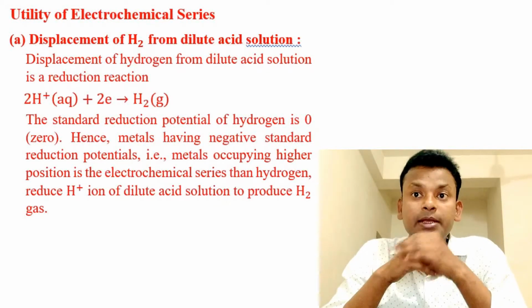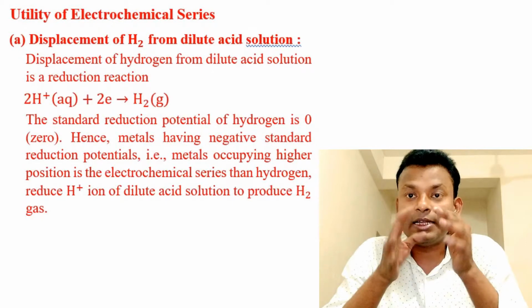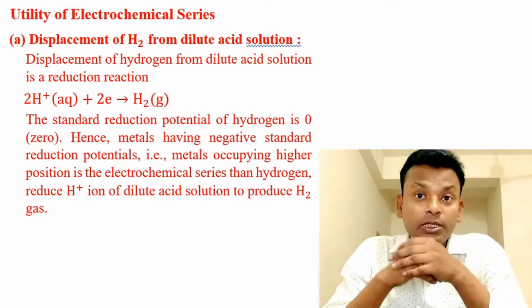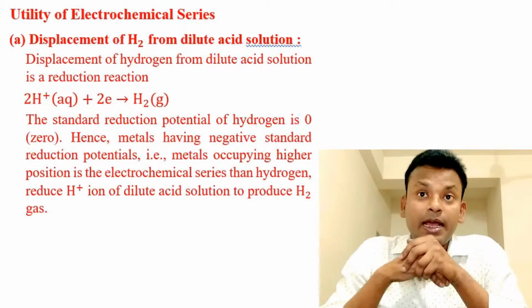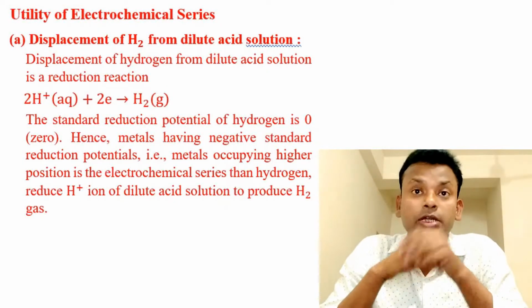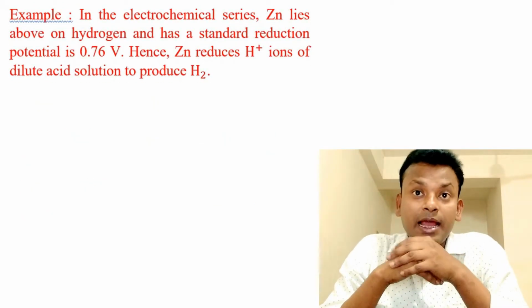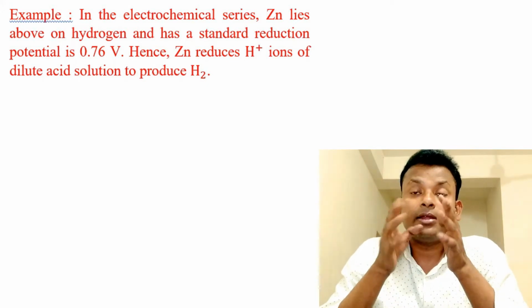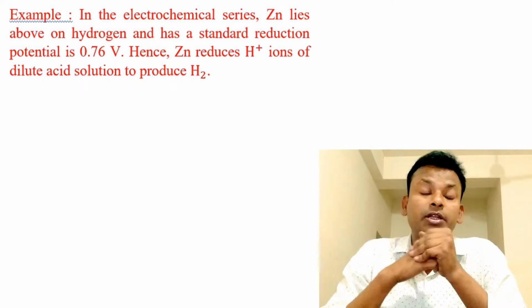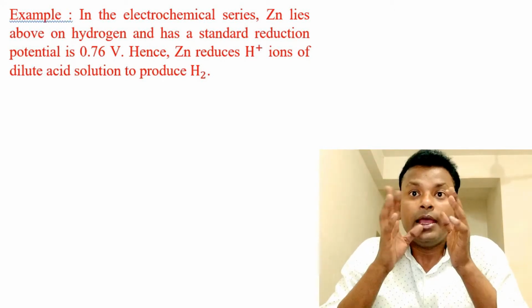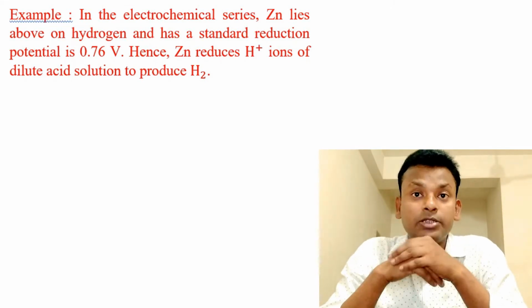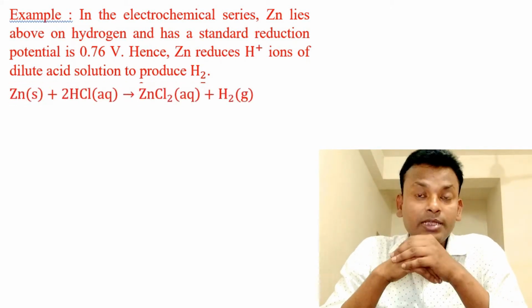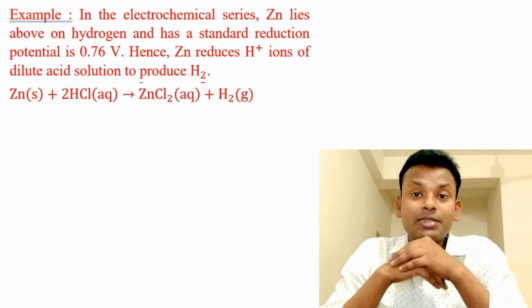Hence, a metal having negative standard reduction potential, that is a metal occupying a higher position in the electrochemical series than hydrogen, reduces H+ ion from dilute acid solution to produce hydrogen gas. Example, in the electrochemical series, zinc lies above hydrogen and has a standard reduction potential of minus 0.76 volt. Hence, Zn reduces H+ ion of dilute acid solution to produce hydrogen gas. That is Zn plus 2HCl gives ZnCl2 plus H2 gas.